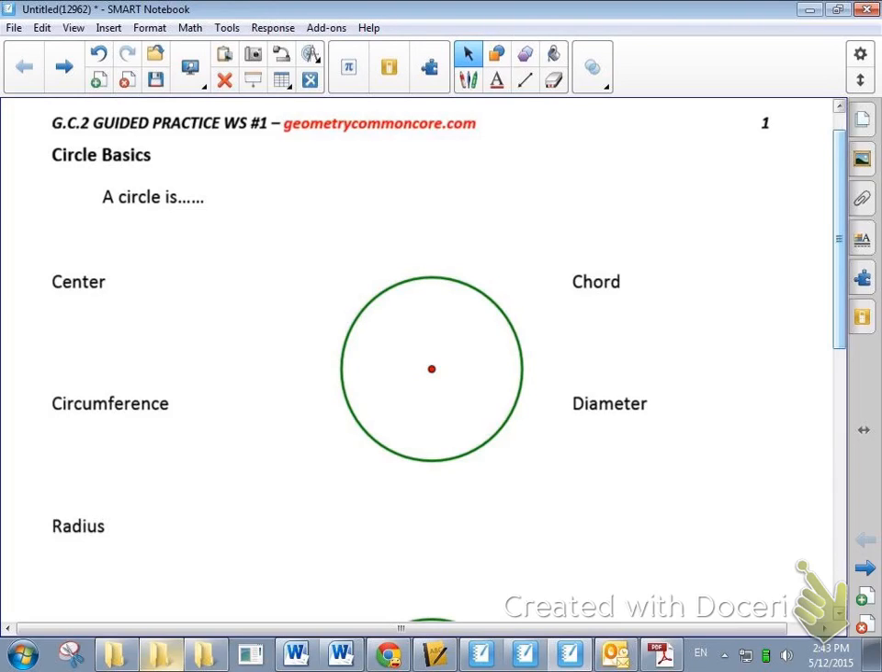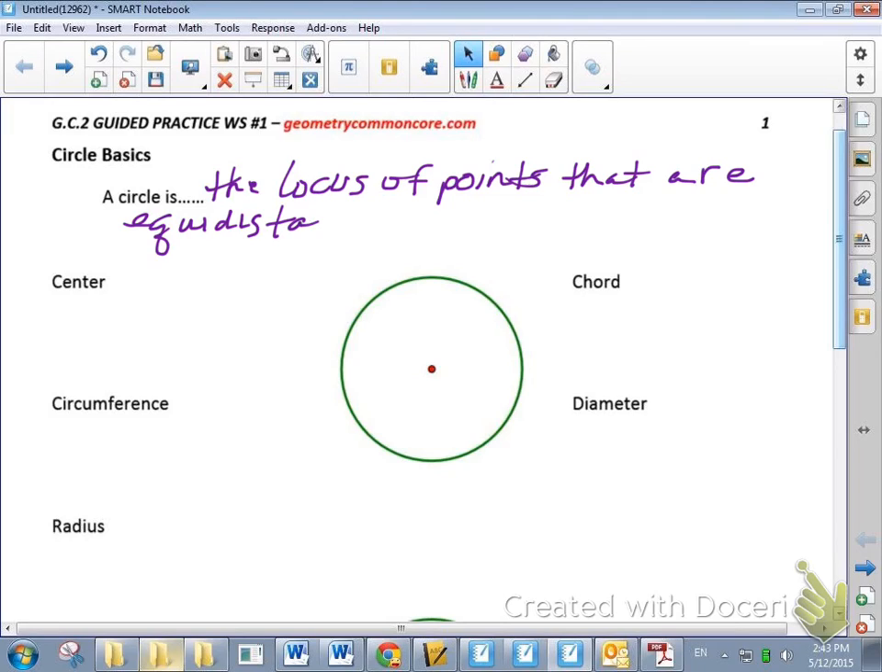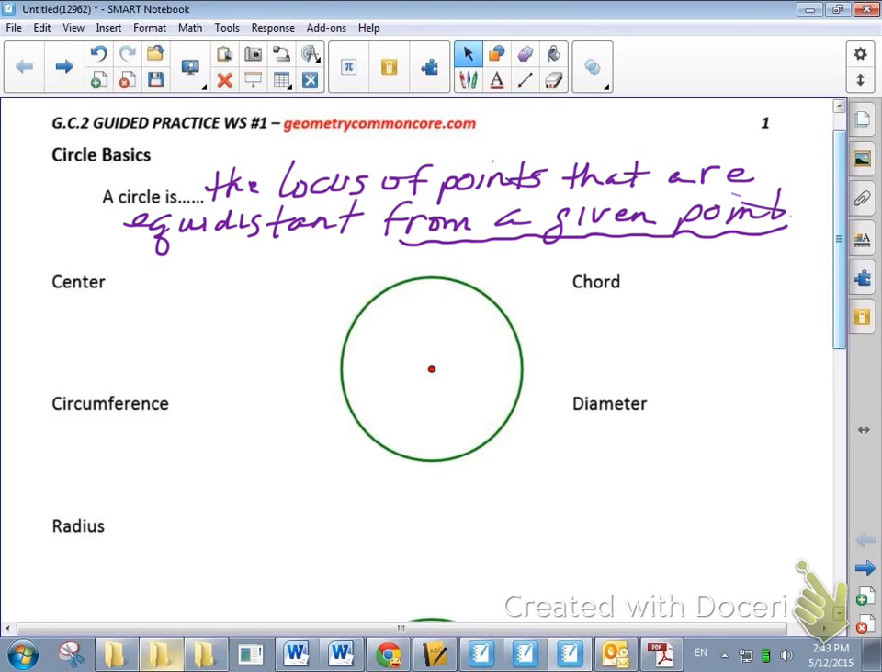A circle is the locus of points that are equidistant from a given point. And I'll explain in a second what it means to be the locus of points. So from a given point, this part right here basically means the center. Okay, the center will be our given point.